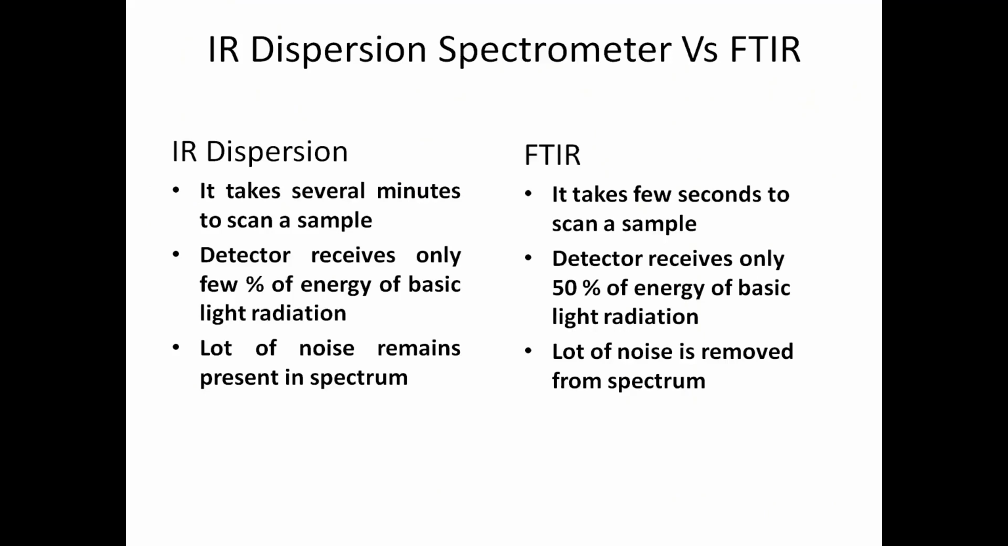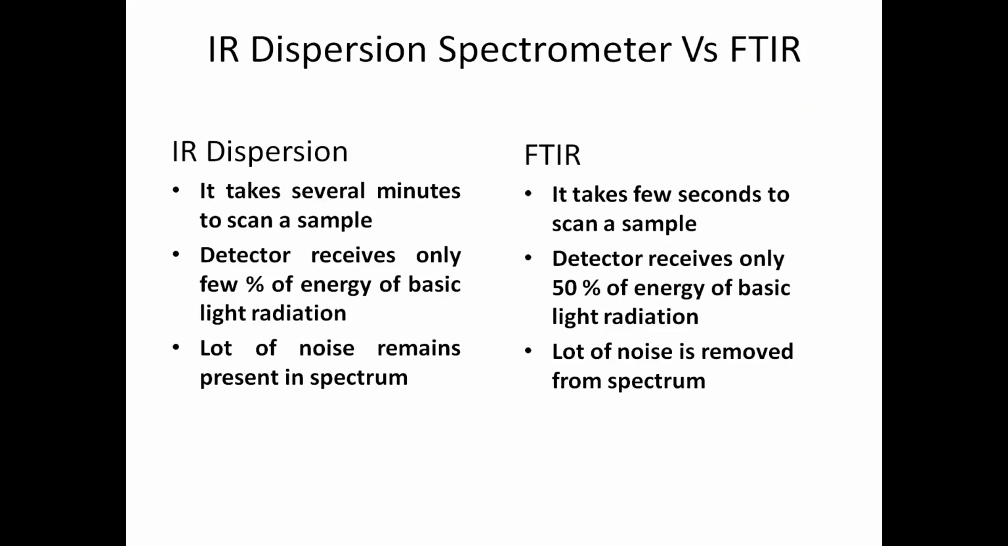Now, what is the difference between FTIR and IR? Because IR is conventional technology and FTIR is the developed, latest technology. An IR spectrophotometer takes several minutes to scan a sample. FTIR takes a few seconds to scan a sample. In IR, the detector receives only a few percent of the energy of the basic light radiation, only a few percent. So whatever signal is generated remains very weak. In FTIR, the detector receives 50% of the energy of the basic light radiation because the beam splitter will allow 50% light.